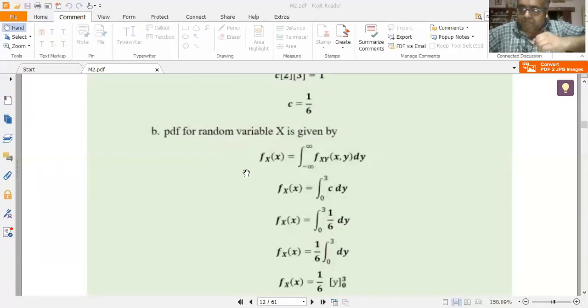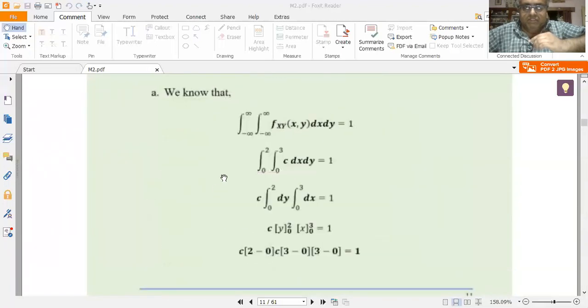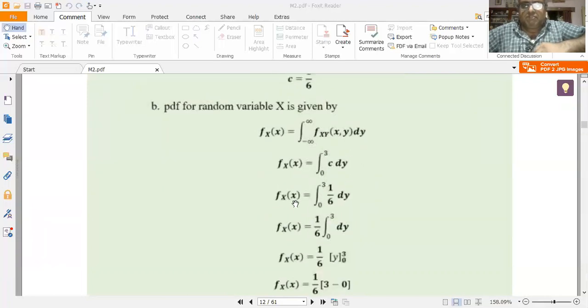I am finding the marginal PDF for random variable X. By the first lecture video, we have written one important formula that fX(x) is equal to the integral from minus infinity to plus infinity of fXY(x, y) dy. Now y ranges from 0 to 3. So that's why this becomes the integral from 0 to 3 of c dy. c is equal to 1 by 6. So fX(x) is equal to the integral from 0 to 3 of 1 by 6 dy.